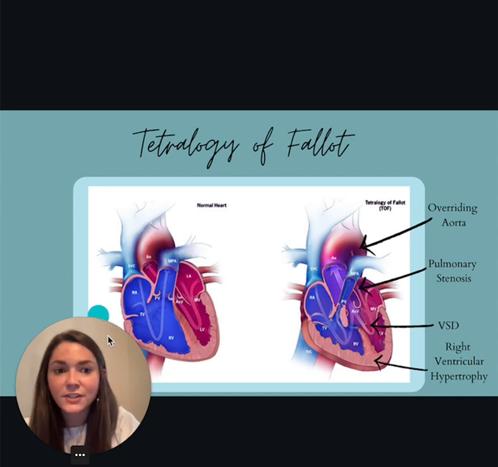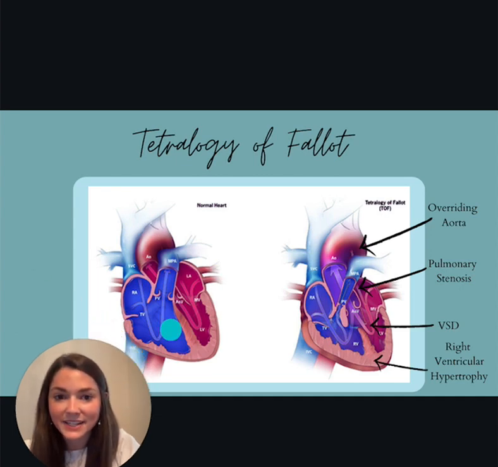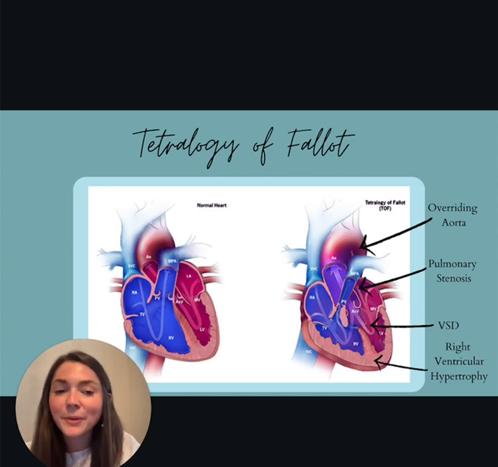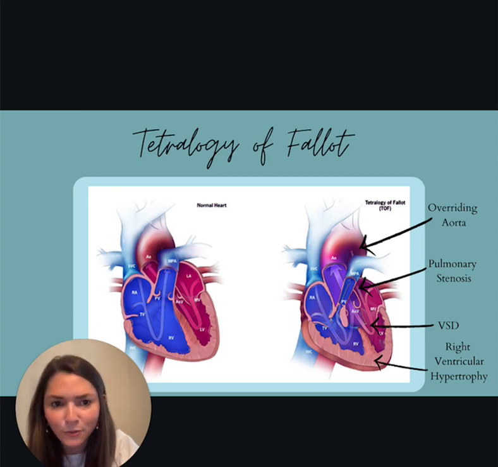So first, a ventricular septal defect, or a VSD. That's when there's a hole between the left and right ventricles. This hole allows deoxygenated and oxygenated blood to mix between the left and right side of the heart, just as you can see in this picture. Pulmonary stenosis is that stiffening and narrowing of the pulmonary valve, which causes the right side of the heart to work a lot harder. And when we look at the next defect, right ventricular hypertrophy, that makes total sense.